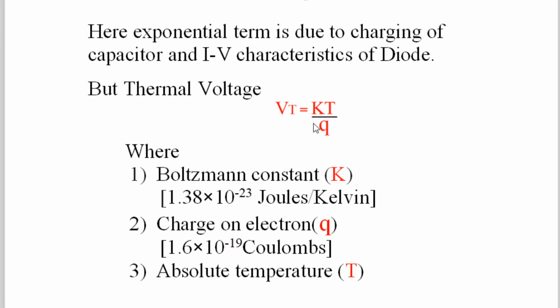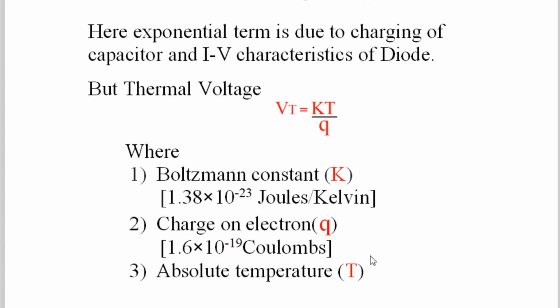So most of the time, for 2 marks, the question is asked: calculate the thermal voltage, and these values are given. K is given, Boltzmann constant K, 1.38 into 10 raised to minus 23 joules per Kelvin. Then the charge on electron, all of you know, Q is equal to 1.6 into 10 raised to minus 19 coulombs.